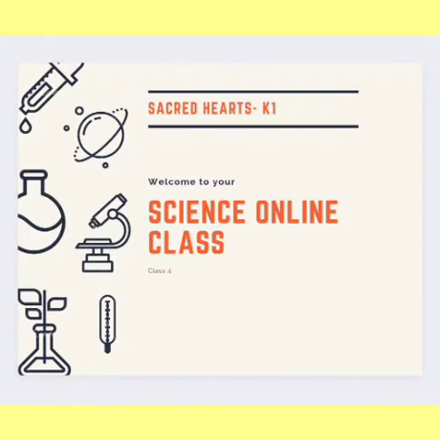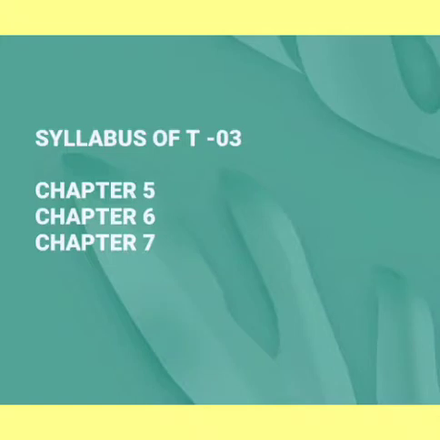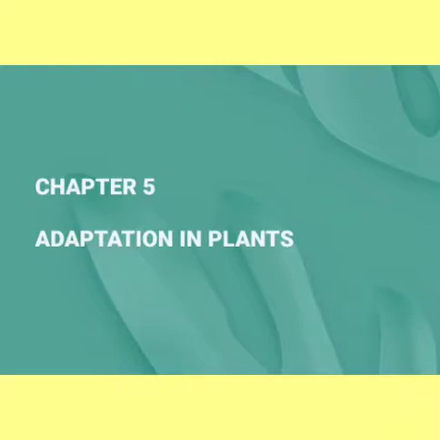In our T3 syllabus, we have chapter number 5, chapter 6 and chapter 7. So let's start chapter 5, Adaptation in Plants.